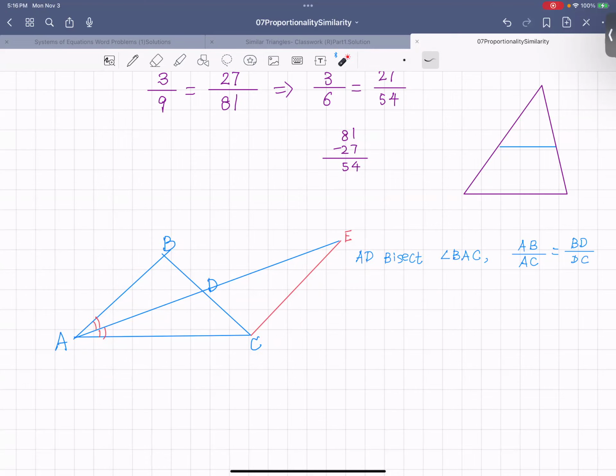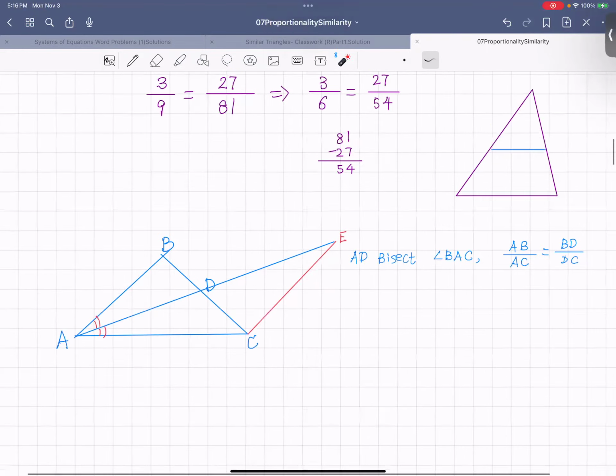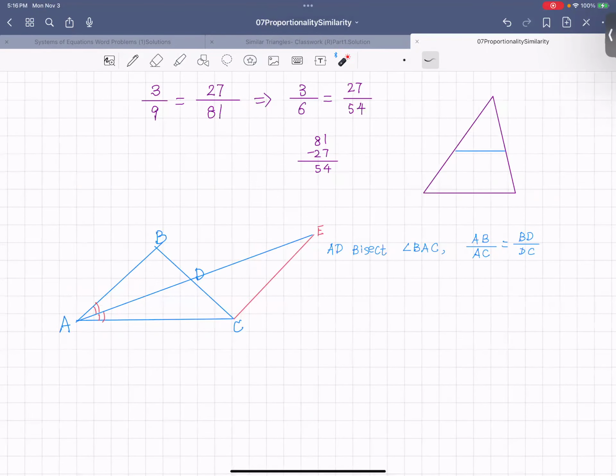I already went through the whole process. Give it a try. You're welcome to use two-column proofs. You're welcome to use a flowchart. Try it. It's a lot of fun. This type of proof is very interesting.